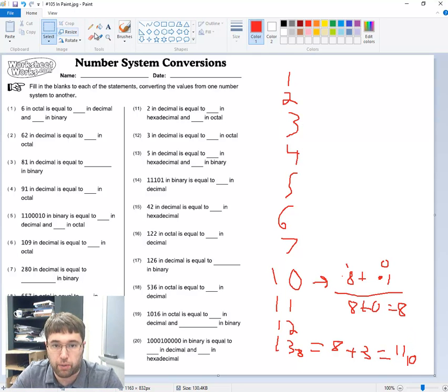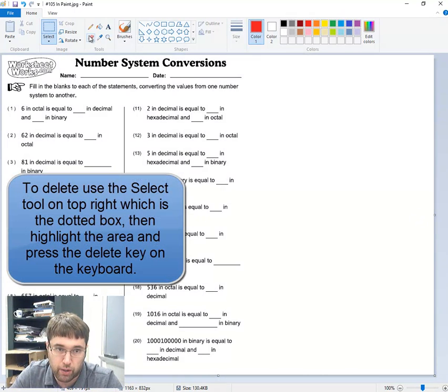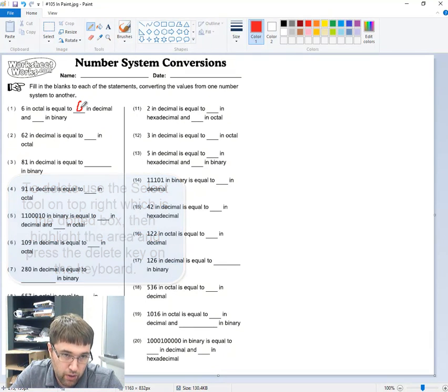The other reason why I like Paint is then I can just delete all this and move on. So then what that means is the first answer I would take the pen tool and write in a little 6. Write in decimal.